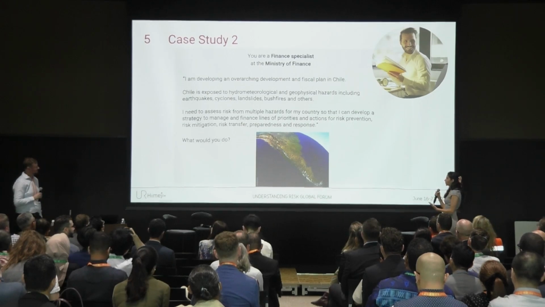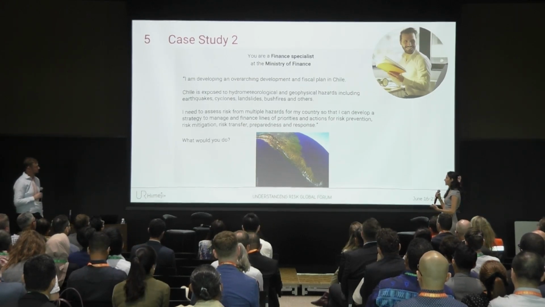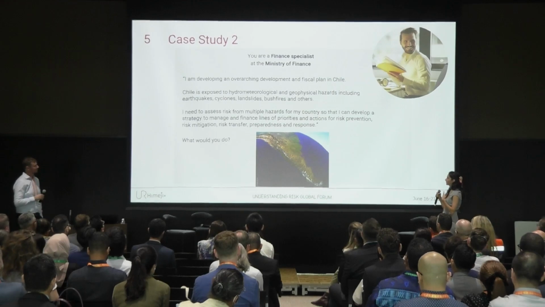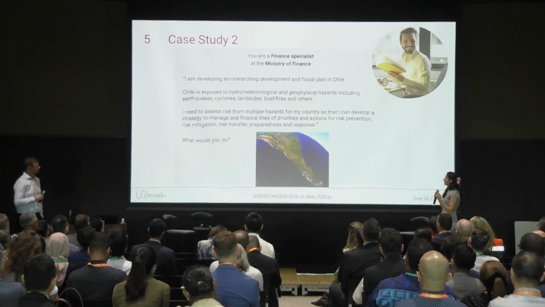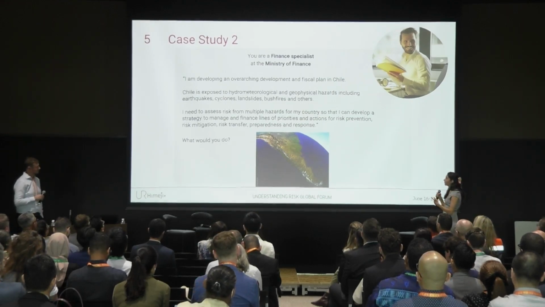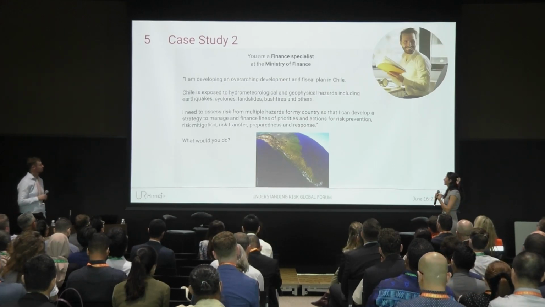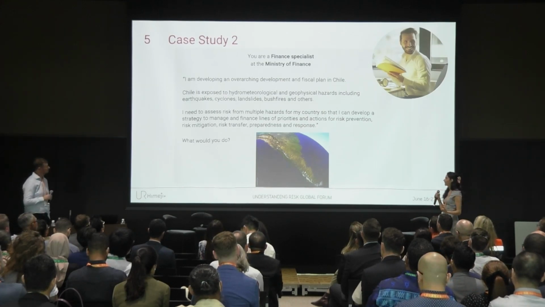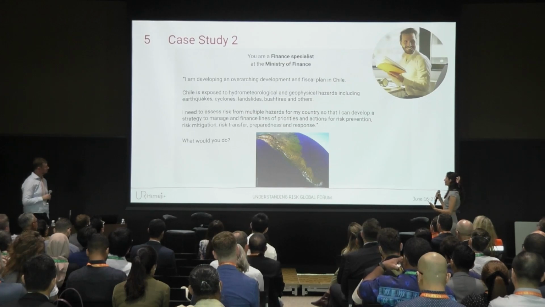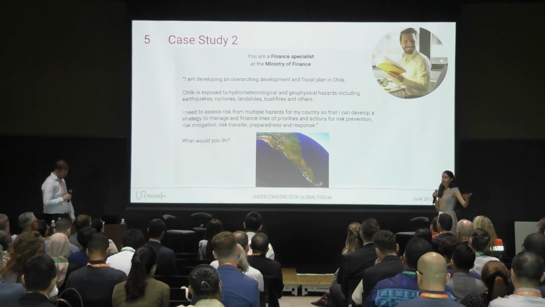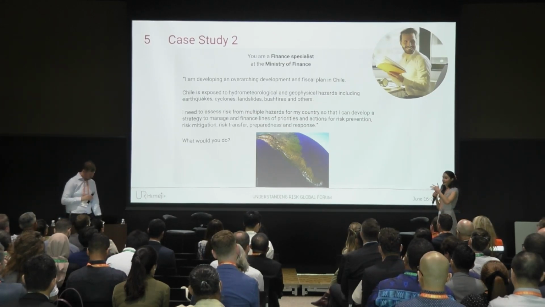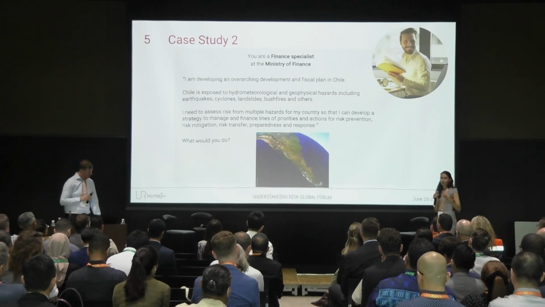We know that Chile is exposed to multiple hazards, both geophysical and hydrometeorological, including earthquakes, landslides, bushfires, and others. And we really need to assess risk from all of these hazards so that you can develop a strategy to manage and finance lines of priorities and actions for risk prevention, mitigation, risk transfer, preparedness, and response. So this is an overarching ask. Again, what would you do?